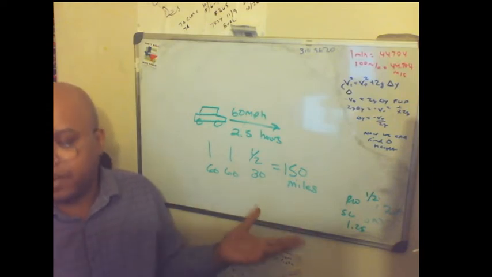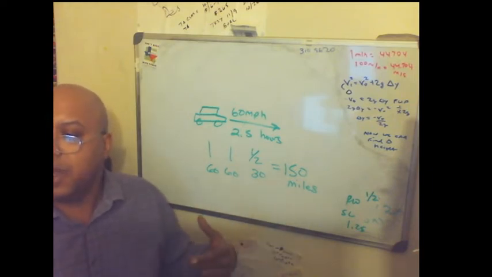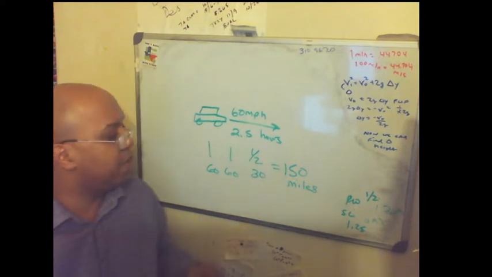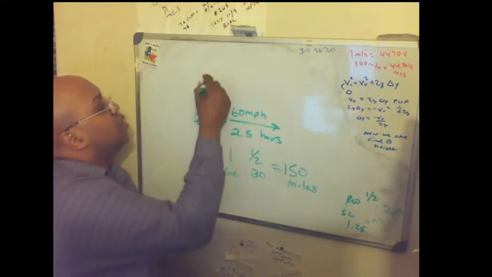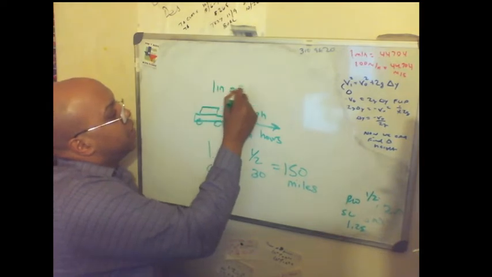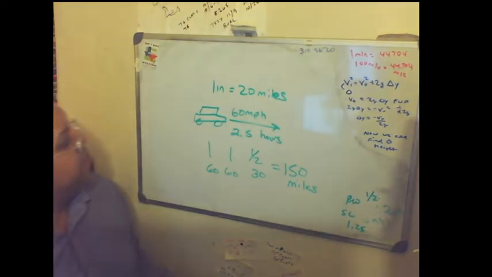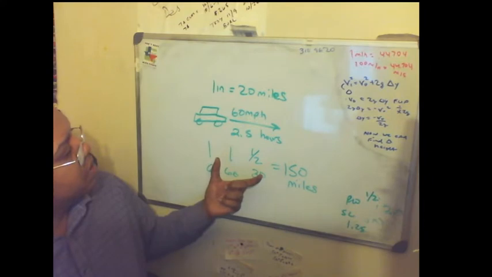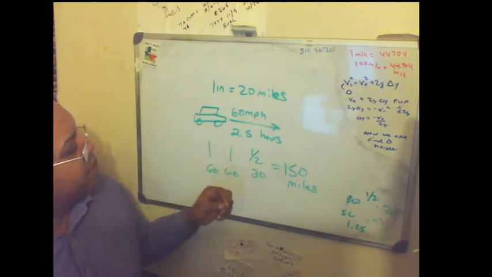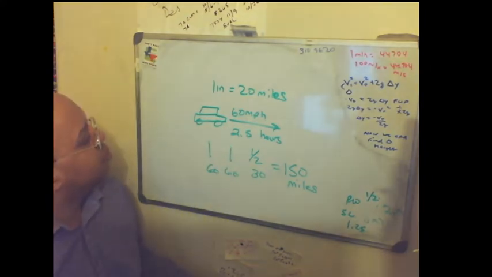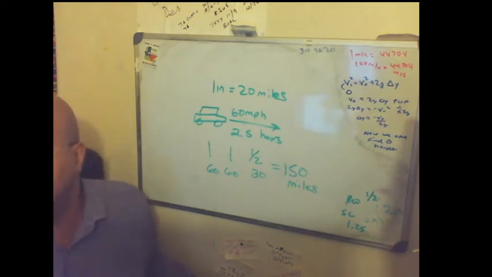Now, what the question is stating is that there is a, what's the word? A scale. There's a scale. So, 1 inch equals 20 miles. Okay. So, they want to know how far this vehicle has traveled on the map. All right. So, I can look at this. 20 miles. What are our answers? It's 7.5 inches.